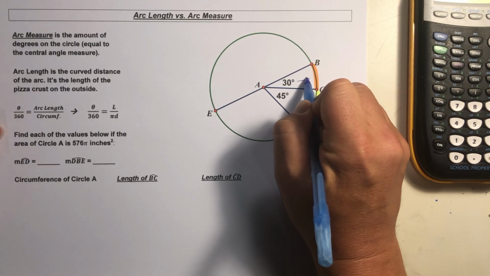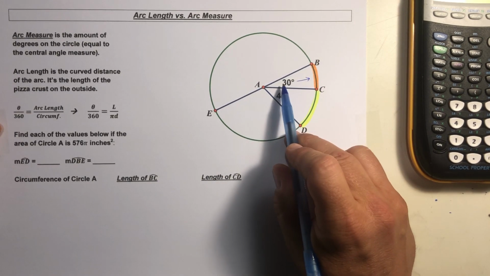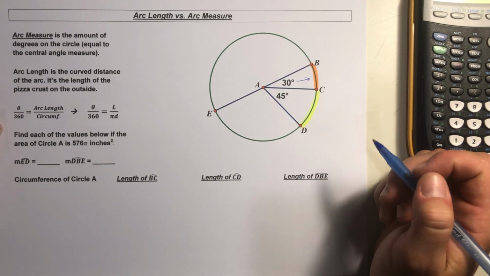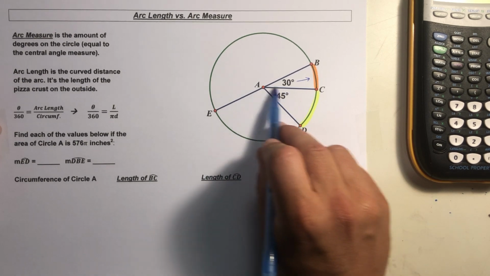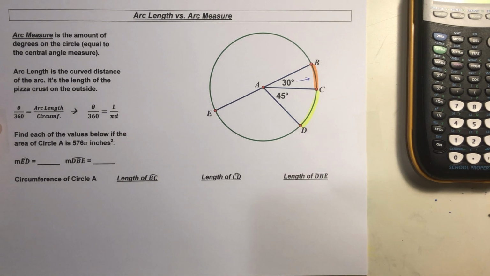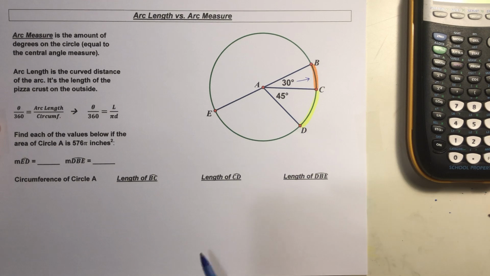So in the last video we sent last week, I was drawing arrows out here to point, right? So if this is 30 degrees, then the measure of arc BC is 30 degrees. If the measure of angle CAD, central angle CAD, is 45 degrees, then what arc is 45 degrees? Arc CD, right? The measure of arc CD is 45 degrees.